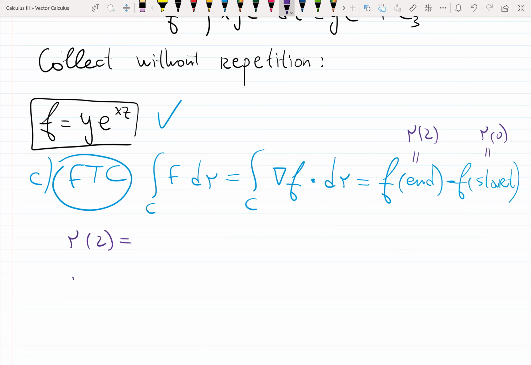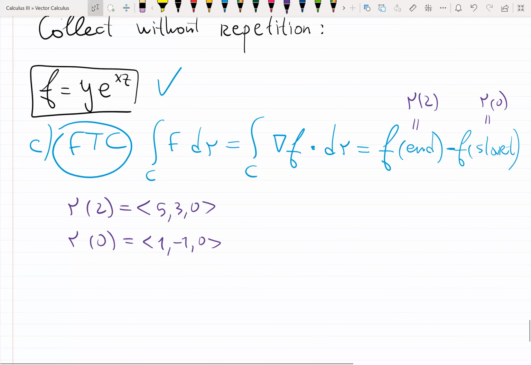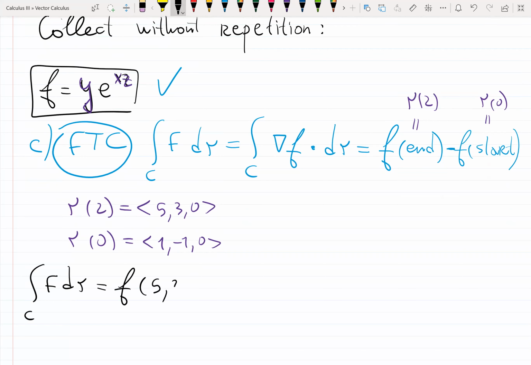Plug 2 into your r, and plug 0 into your r. So calculate carefully: 5, 3, 0, and 1, minus 1, and 0. Your F is three-dimensional, it has x, y, and z, so we need three components. The answer will be the integral of f dr, which is the antiderivative we just found at 5, 3, 0, that's the ending point, minus f at 1, minus 1, 0, that's the beginning. Plug into the function we just found.